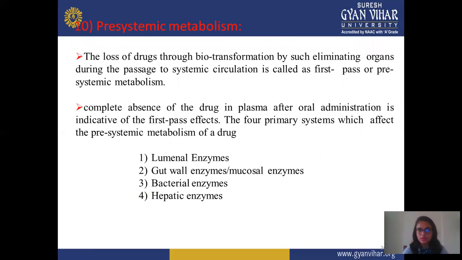Next is pre-systemic metabolism. The loss of the drug through biotransformation by eliminating organs during passage to systemic circulation is known as first pass or pre-systemic metabolism. Complete absence of the drug after oral administration is indicative of the first pass effect. The four systems which affect pre-systemic metabolism are luminal enzyme, gut wall enzyme, bacterial enzyme, and hepatic enzyme. These enzymes also affect the absorption rate.